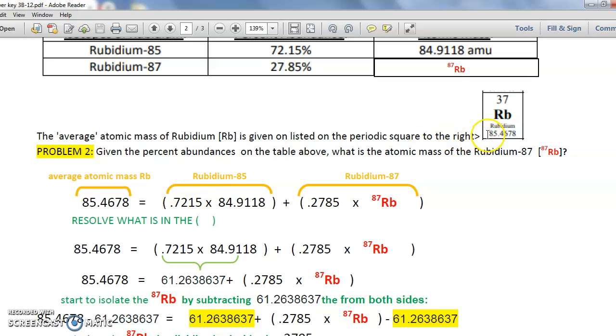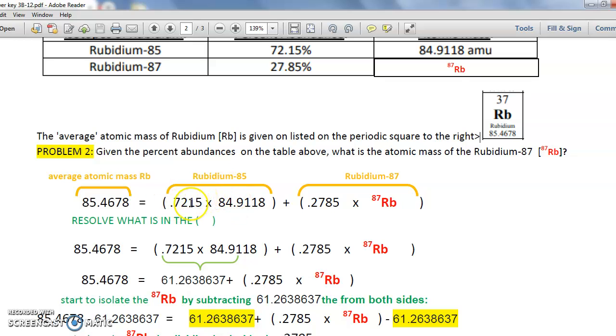But we also know the average atomic mass of rubidium. It's 85.4678. So we can plug that in here on the left. And now we're going to merely use algebra to solve for this unknown. Again, you can put an X in there or some other symbol, but we're solving for the atomic mass of rubidium-87. First, we can resolve easily what's inside the brackets right here.